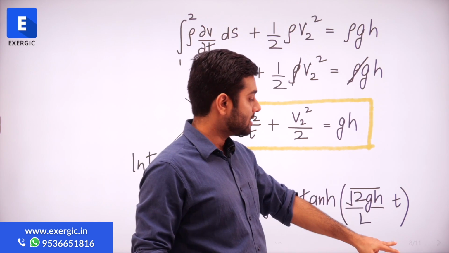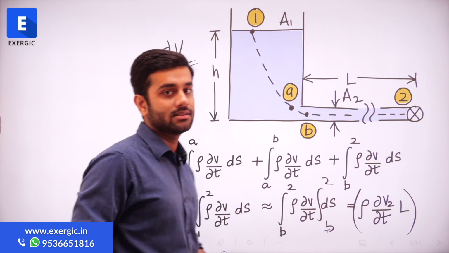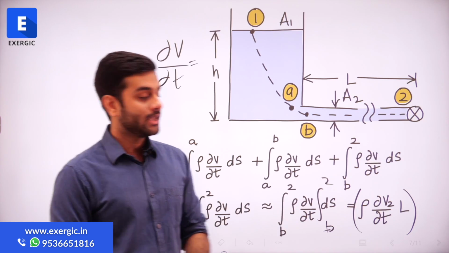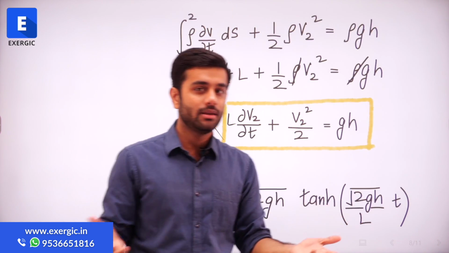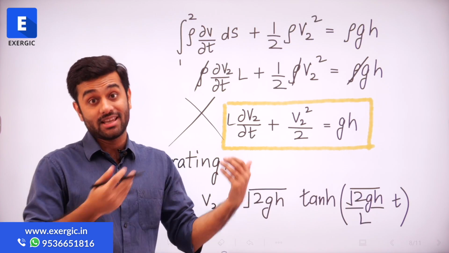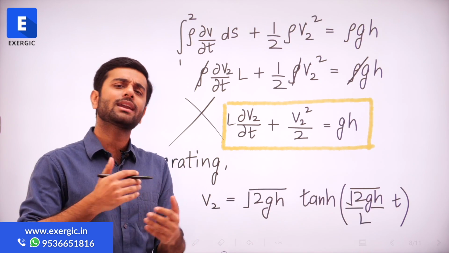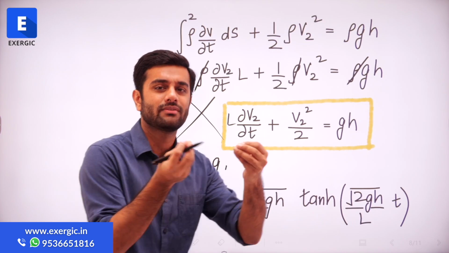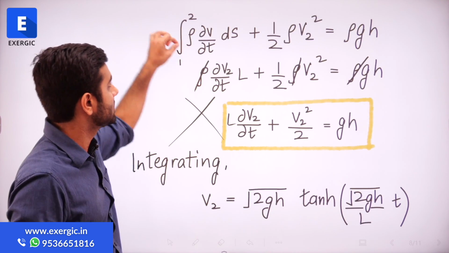It is not necessary that GATE will ask you this case only. It's a specific case of Torricelli flow, a specific type of flow. GATE may ask you unsteady flow, or the same case, or a slightly different case, or it may not even give you the case. It can just give you the values and you need to perform just this integration.